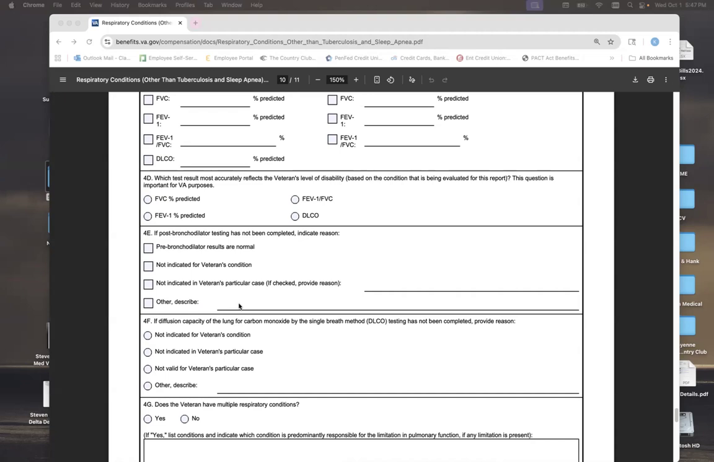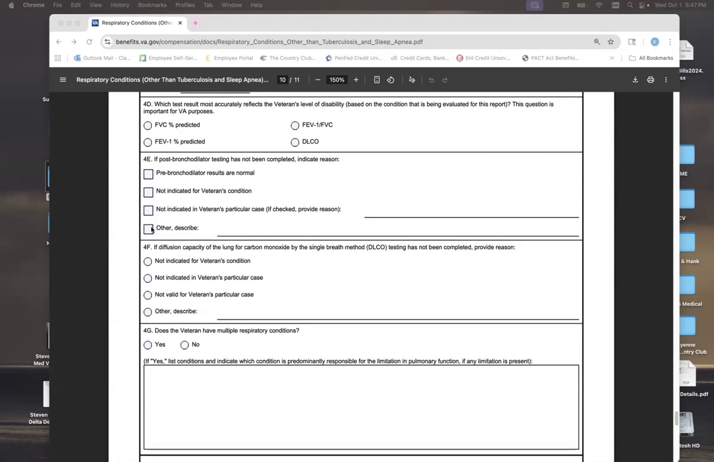So you can also free text another reason. Fatigue might be a reason. They felt lightheaded or dizzy or fatigued after the initial spirometry tests that were done without a bronchodilator. So you would describe that there. They just couldn't continue and do post-bronchodilator testing. And then if you are doing the DLCO, you need to indicate if it's indicated for the veteran's condition or not indicated. So DLCO is mostly indicated if you're looking at restrictive lung conditions, and we're going to go into that in our next lecture.